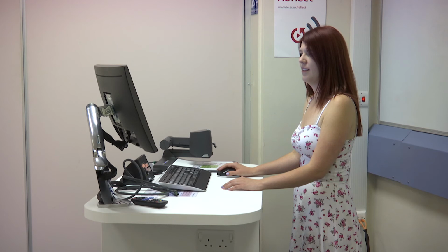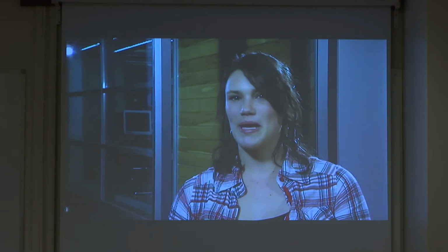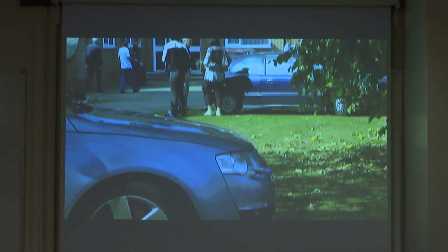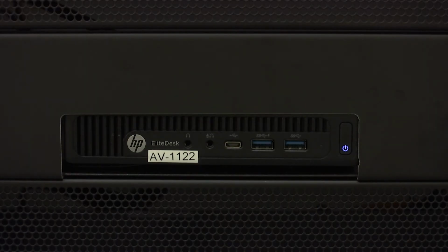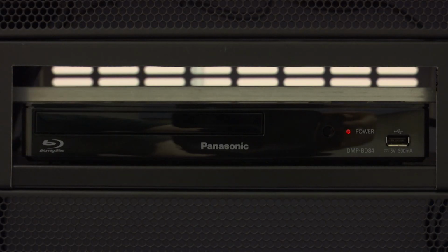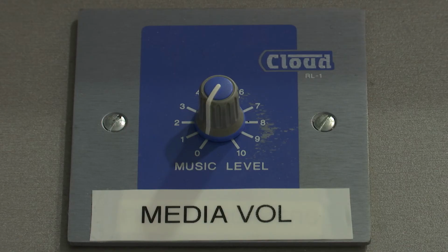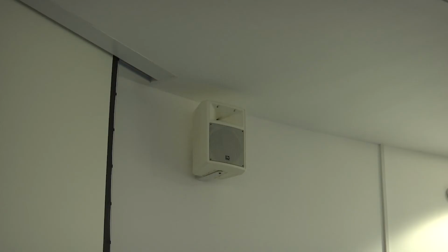We now turn to the audio. This varies from room to room, but all rooms should have the ability to increase or decrease the volume of the media sound. This is the audio that comes from equipment such as the PC, a laptop, or DVD player. In some rooms, this is adjusted on the Extron control panel, and in others on a separate volume dial. This sound comes from speakers mounted on the teaching wall.